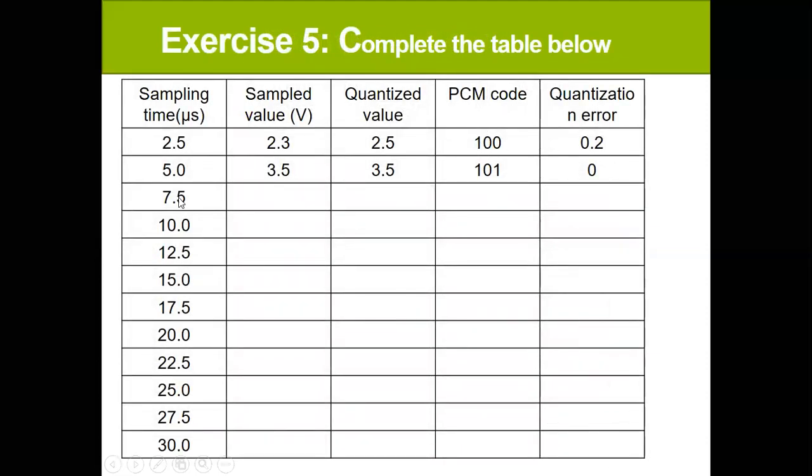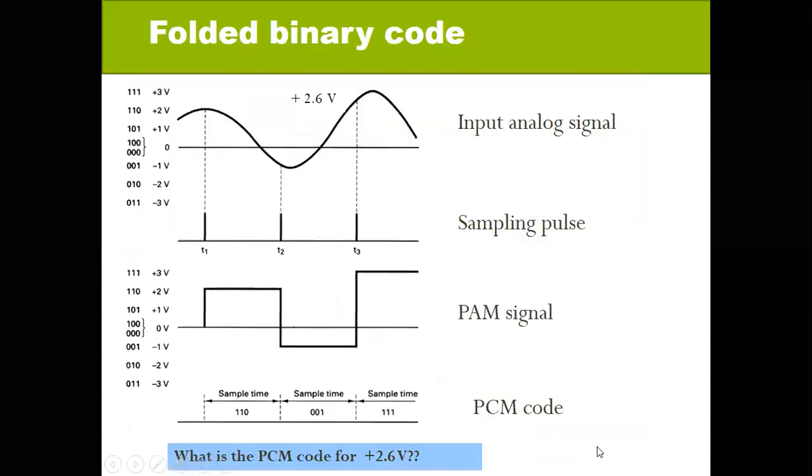So we can do this for all sample values. Here are all the sampling times, here the sample values, here the quantized values. What will be the code? Then we can write the code in a series. These are the encoded bits. We can also calculate how much error there is. These are the errors for the individual samples. So far we have discussed unfolded PCM.